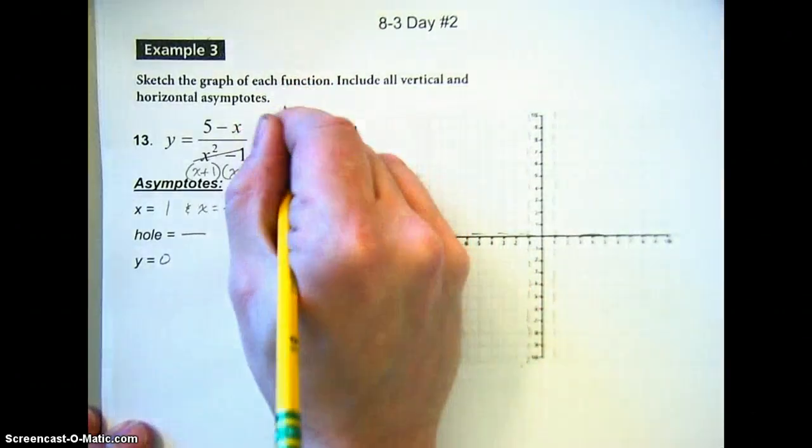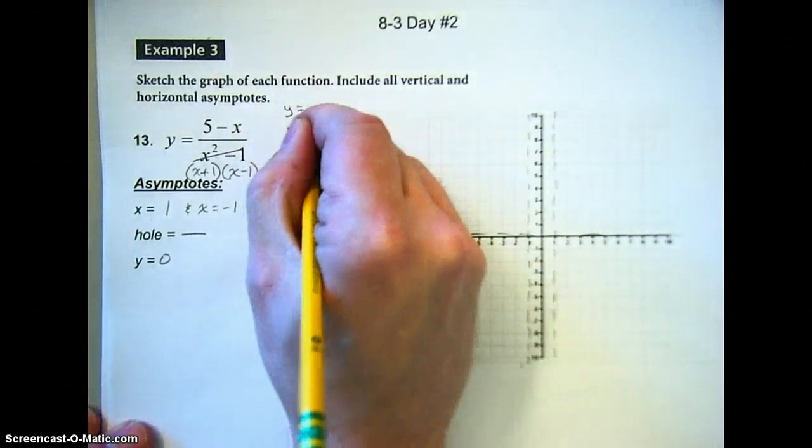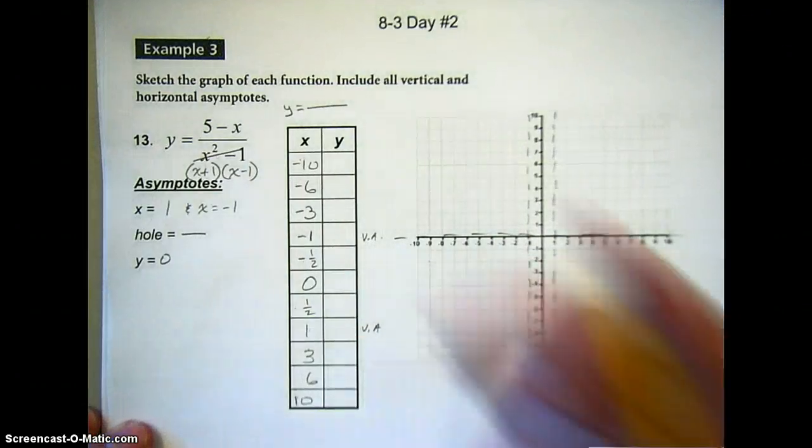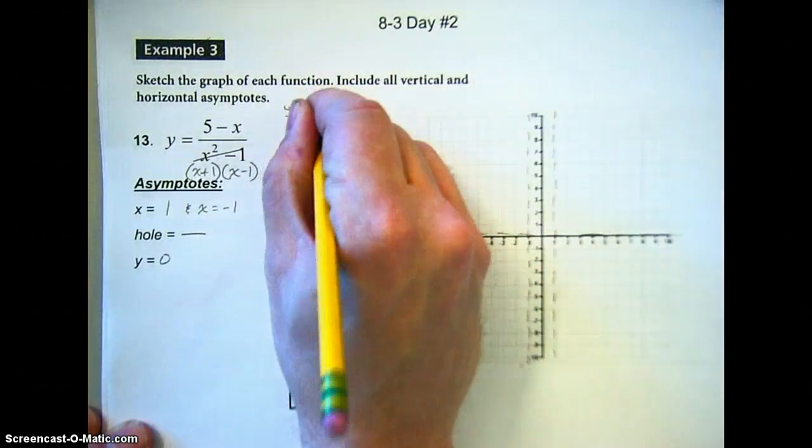How many say the first? How many say the second? How many say you have no choice? You don't care. You should care. Okay? So 5 minus x.